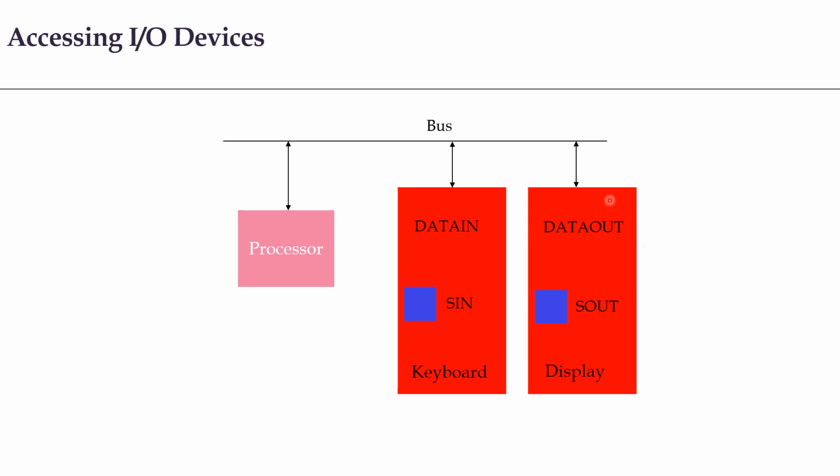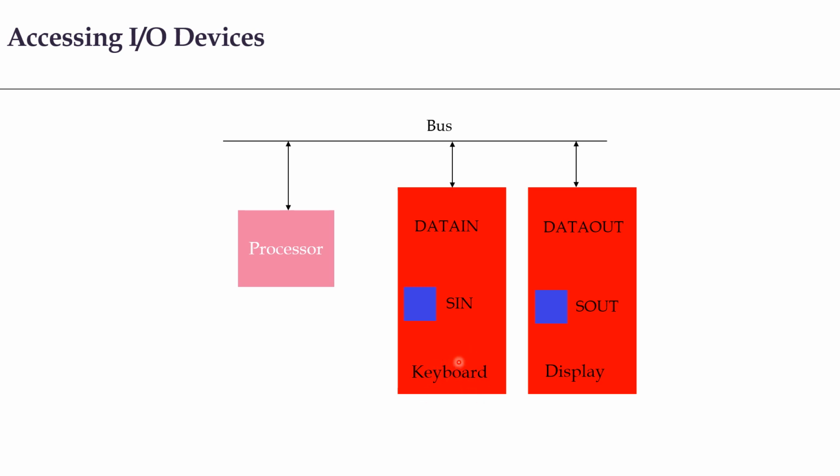A buffer register data out and a status control flag SOUT are used when characters are transferred from the processor to the display. When SOUT equals 1, the display is ready to receive a character. Under program control, the processor monitors SOUT. When SOUT is set to 1, the processor transfers a character code to data out. The transfer of a character to data out clears SOUT to 0. When the display device is ready to receive a second character, SOUT is again set to 1.